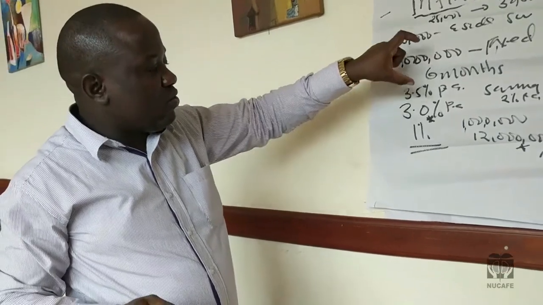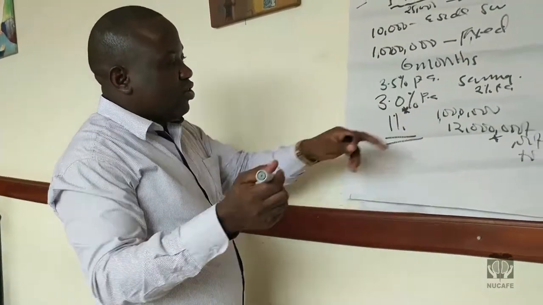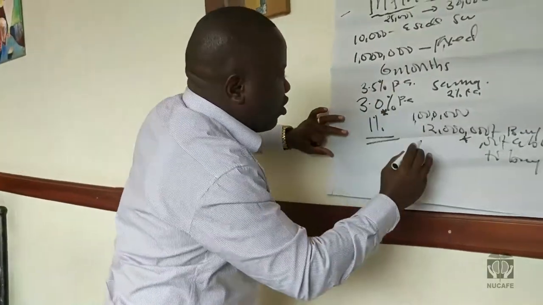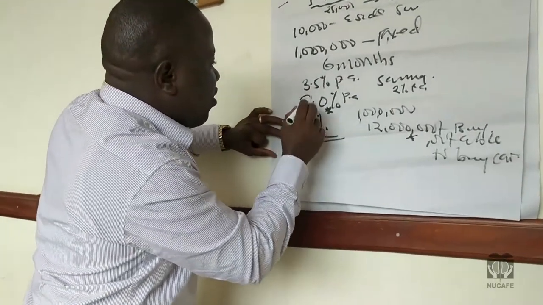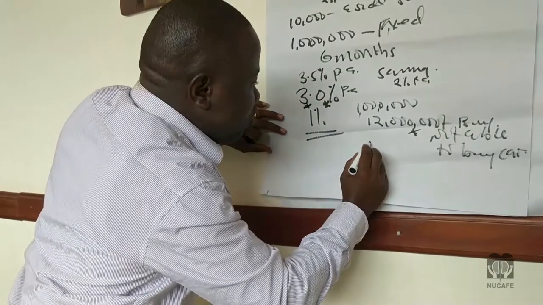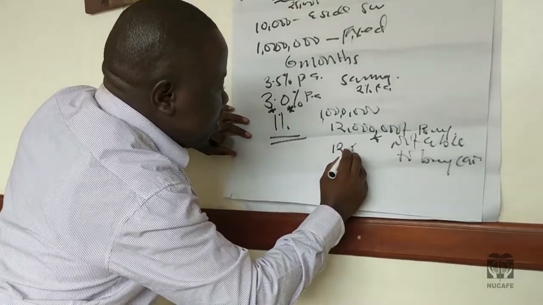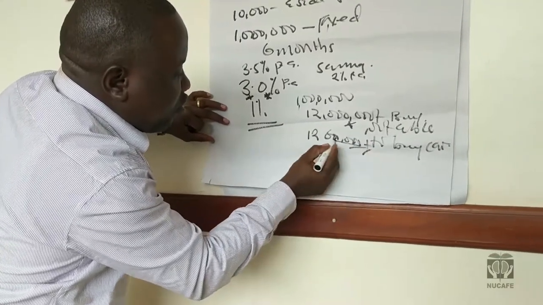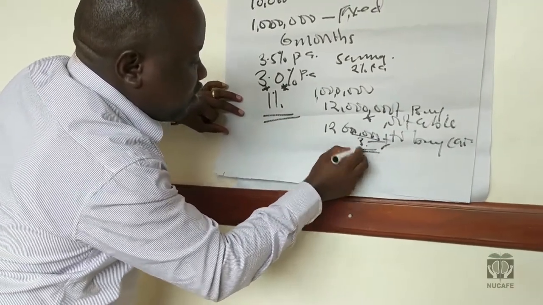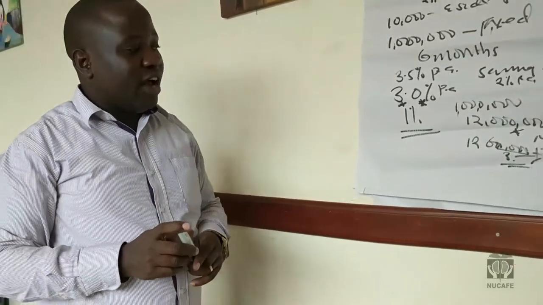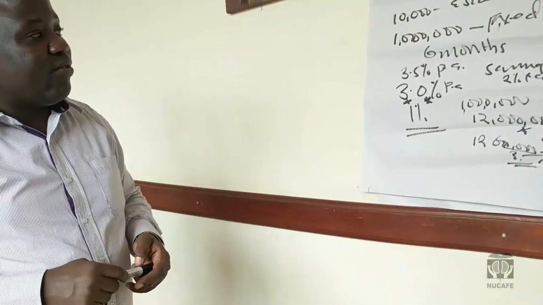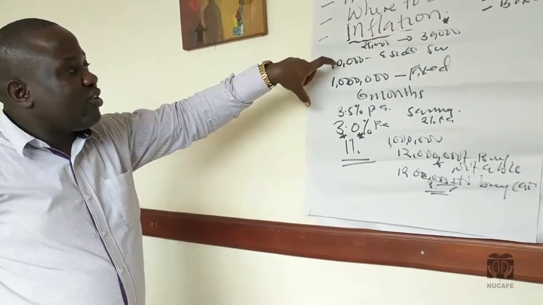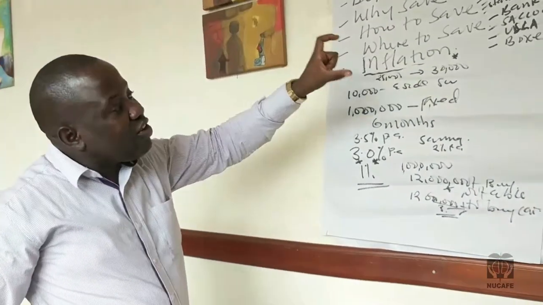But if you factor in the cost of inflation in terms of interest, then instead of losing 1% of the money that you save, if you saved at 3% for a period of 1 year, you may get 12,600,000, and you may find that it is sufficient for you to achieve what you wanted to achieve. So always pay keen attention as you save your money.